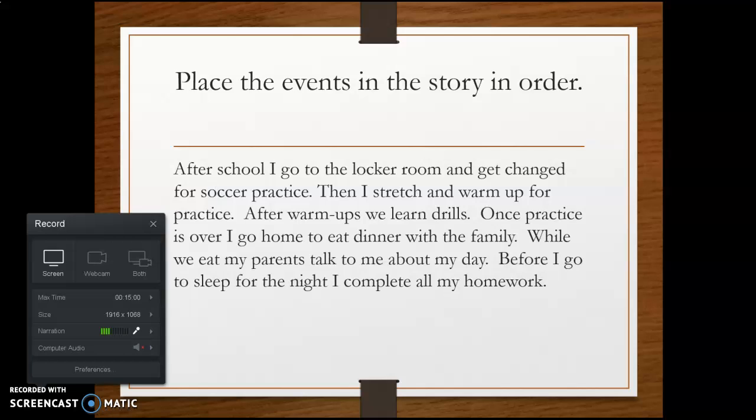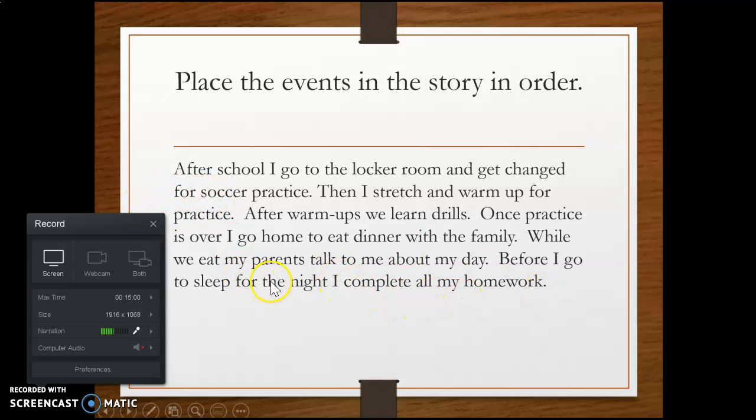After school, I go to the locker room and get changed for soccer practice. Then I stretch and warm up for practice. After warm-ups, we learn drills. Once practice is over, I go home to eat dinner with the family. While we eat, my parents talk to me about my day. Before I go to sleep for the night, I complete all my homework.